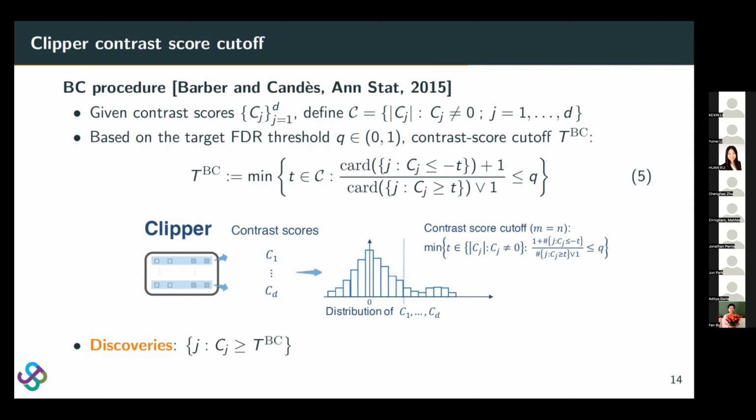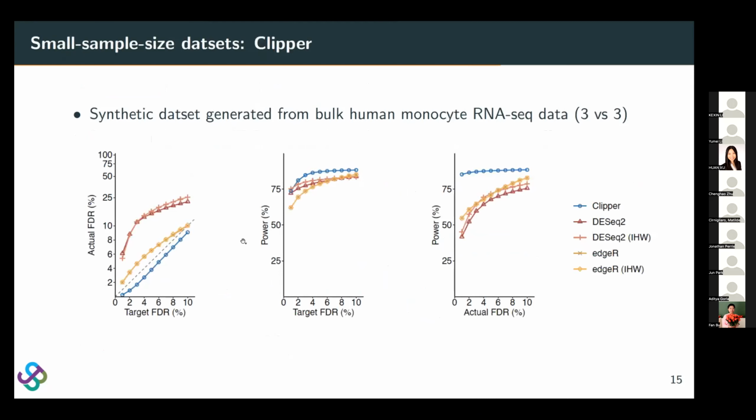In our previous work, we have already shown that by using this procedure, we can have very good performance for DEG identification for small sample size datasets. This figure was in our paper. This result is on a synthetic dataset generated from bulk human monocyte RNA-seq data, where there are 3 replicates from both conditions. From the results, we can see that Clipper has very good FDR control and higher power compared to existing methods, including DESeq2 and edgeR, but this is only for small sample size datasets.